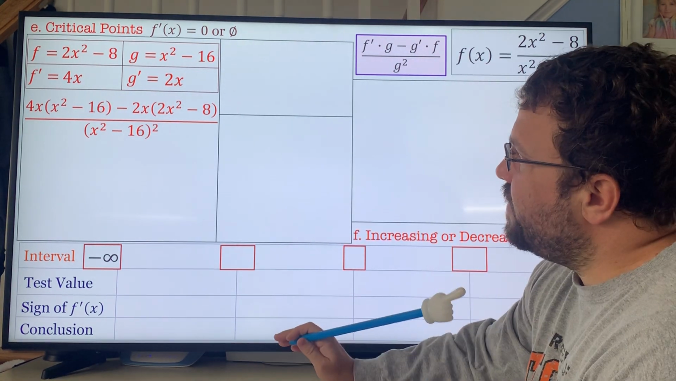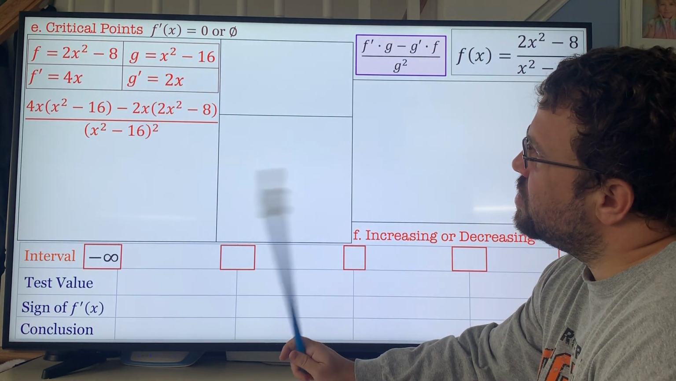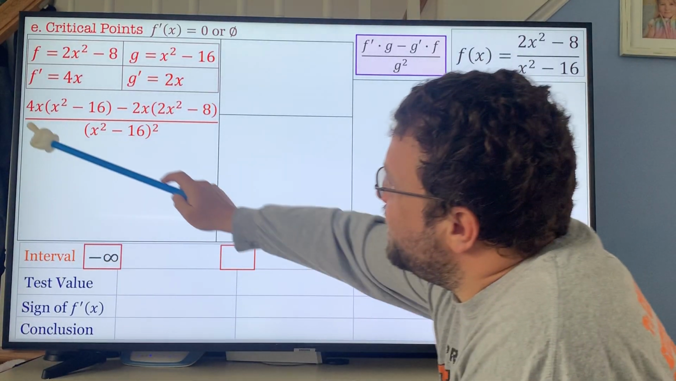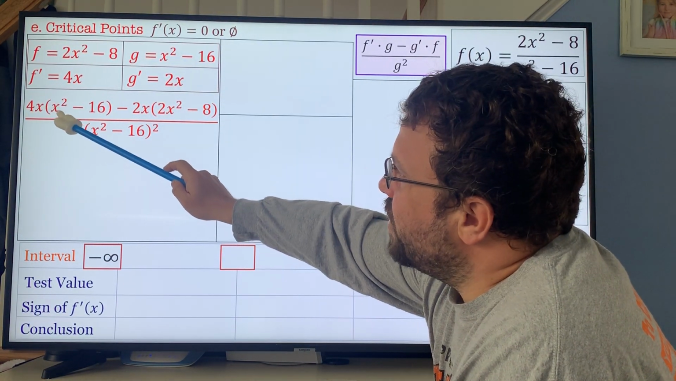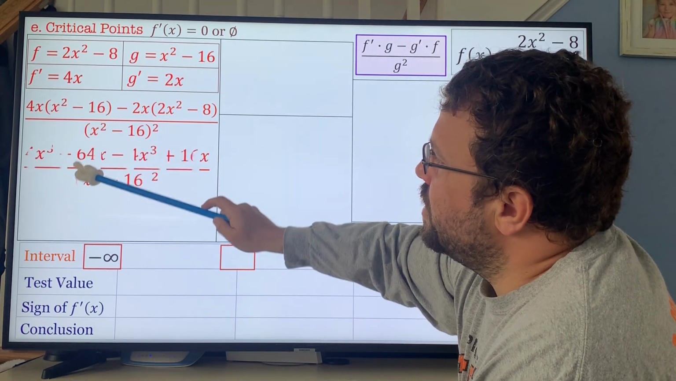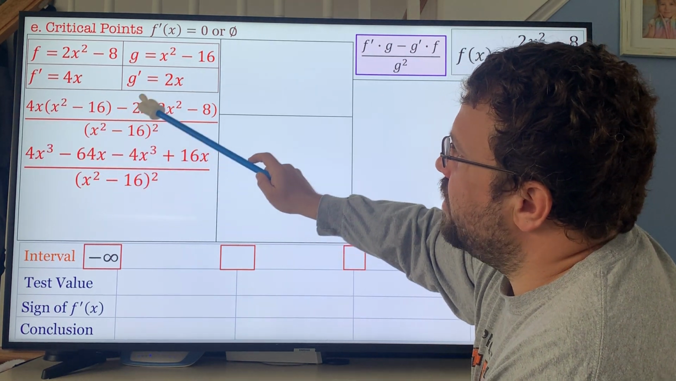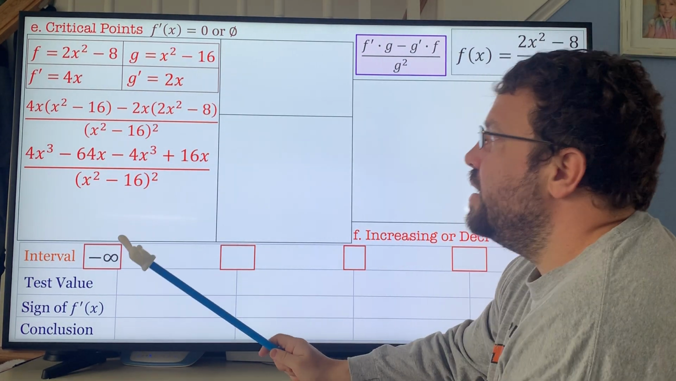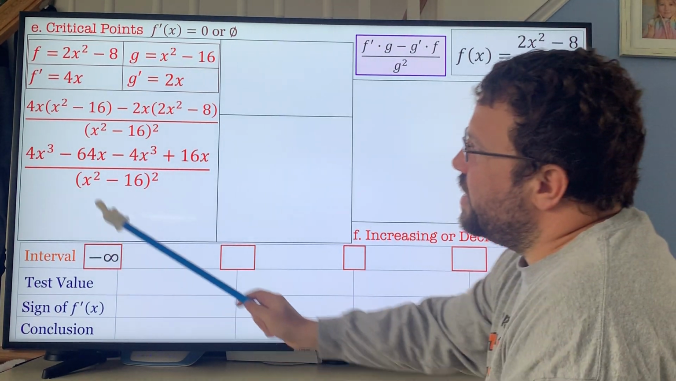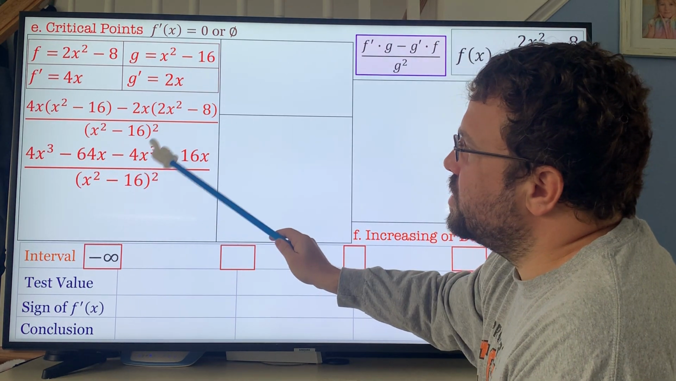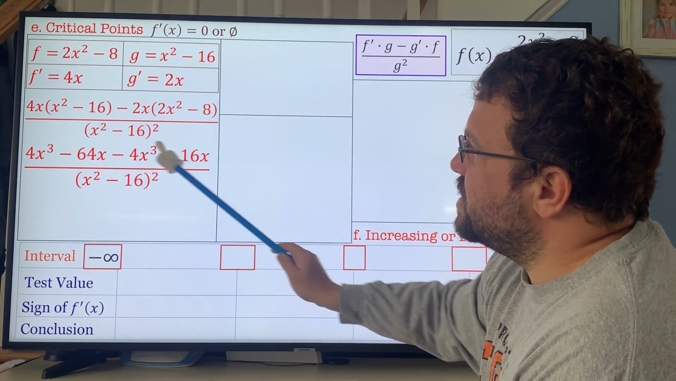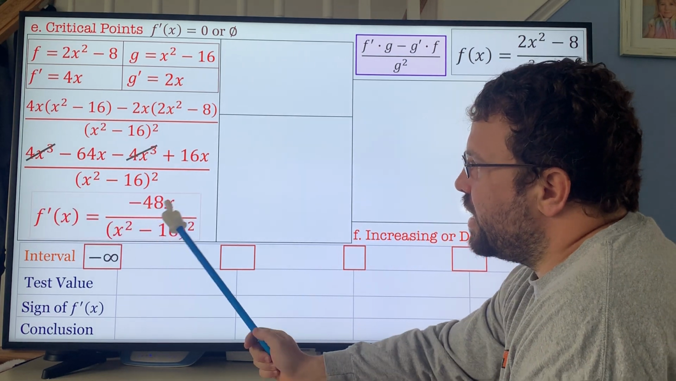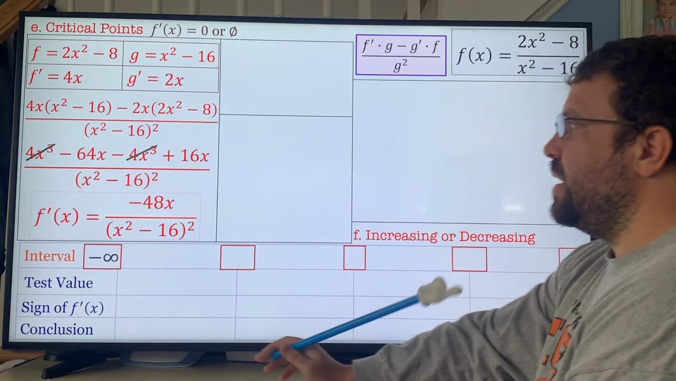Now, cancel the stuff out. Wait a second. Nope, can't cancel anything out. What you can do is distribute: 4x cubed minus 64x minus 4x cubed plus 16x, okay? You can cancel out 4x cubed minus 4x cubed. Negative 64x plus 16x is minus 48x. All right, and the bottom stays the same.